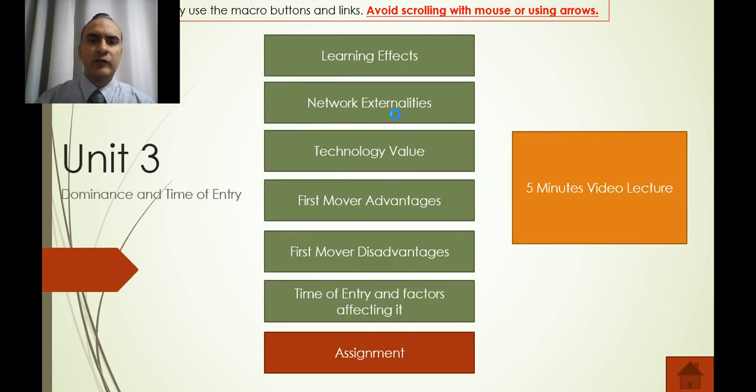Now let's go to network externalities. So how likely will, like, give me a second. Wow.